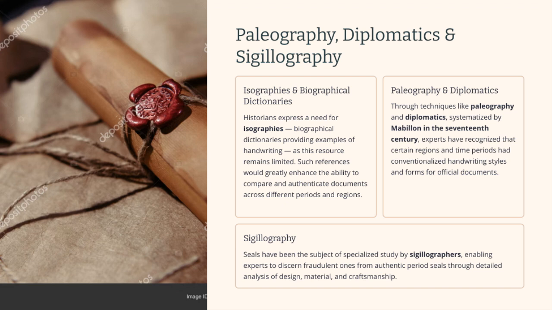Moving on, through techniques such as paleography and diplomatics, methods systematized by Mabillon in the 17th century, experts have recognized that certain regions and time periods developed their own conventionalized handwriting styles for official documents. These specialized techniques allow us to analyze and interpret the unique features of historical documents, giving us insight into their origins and authenticity. Finally, there's a clear need for isographies, biographical dictionaries that provide examples of handwriting.